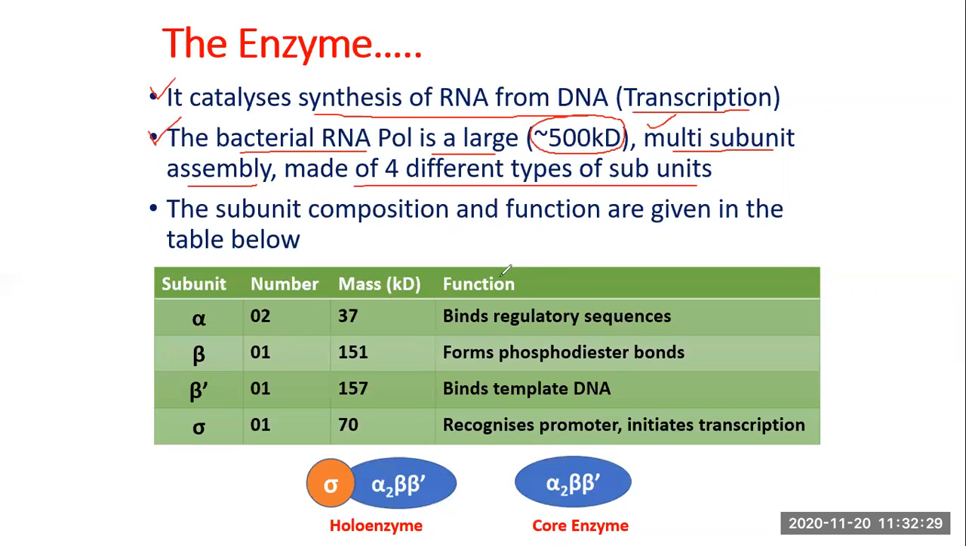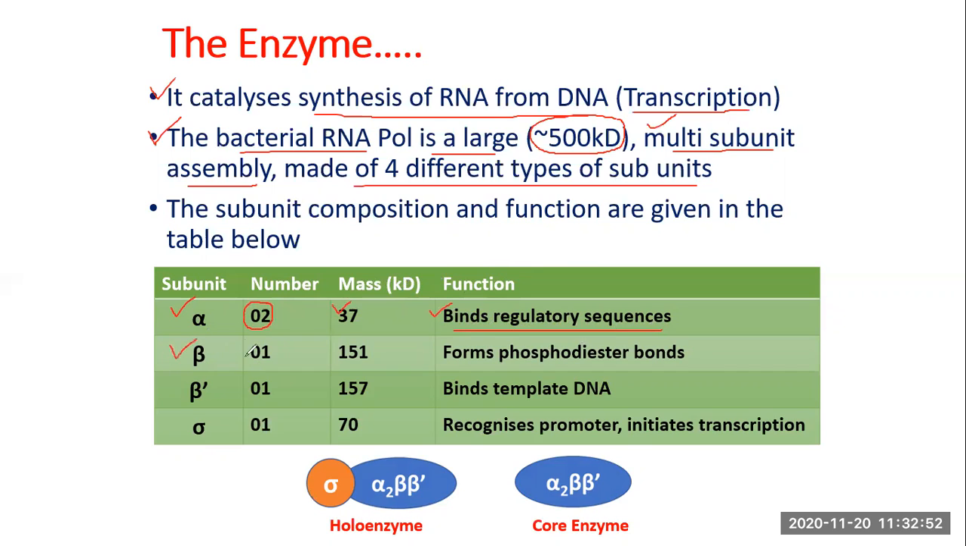The subunit composition and the functions of individual subunits are shown in this particular table. For example, there is the alpha subunit. There are 2 alpha subunits present, each one having a molecular mass of 37 kilodalton. And what is their role? What is their job? Their job is to bind to regulatory sequences present on the DNA.